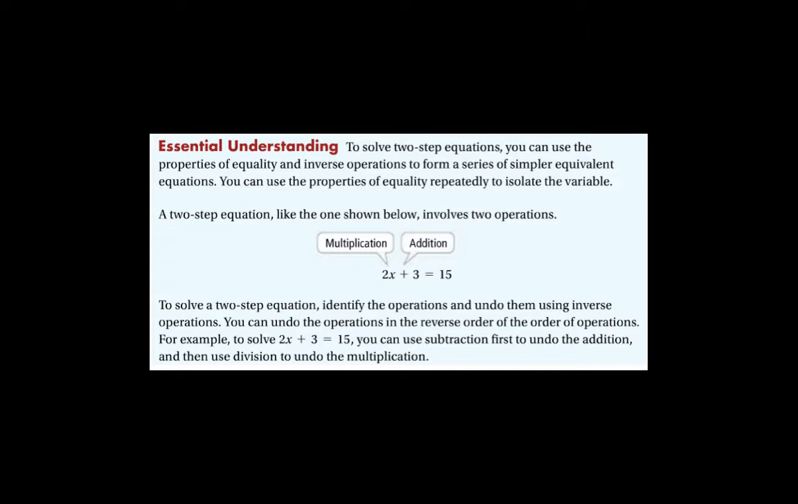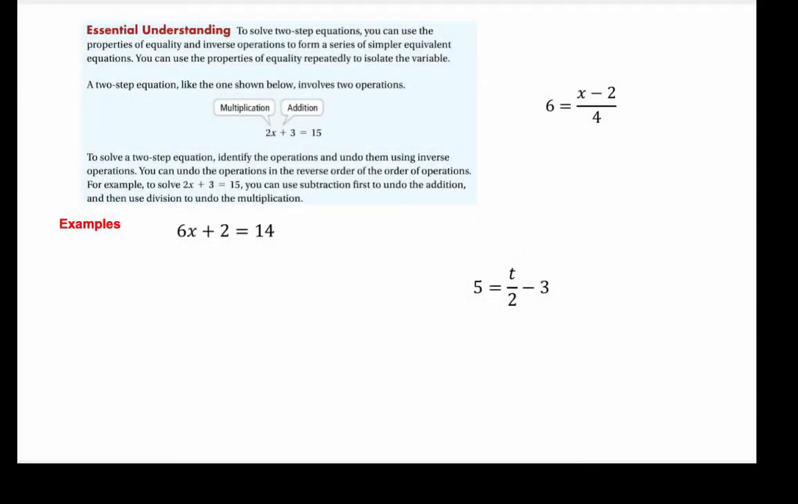For example, to solve 2x plus 3 equals 15, you can use subtraction first to undo the addition, then use division to undo the multiplication, and that will isolate your variable. Okay, so here we have three examples. Our first example, 2x plus 2 equals 14.